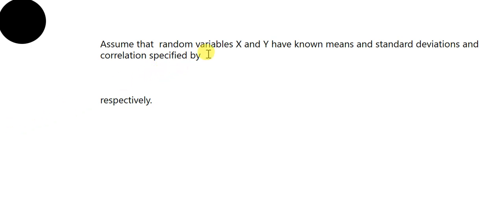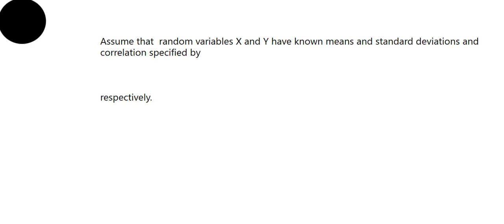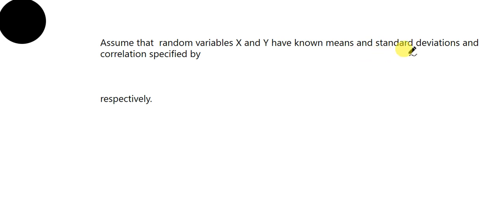Let us assume that random variables x and y are going to have known mean, standard deviation and correlation, which are going to be specified by eta x, eta y respectively, and the standard deviations by sigma x, sigma y respectively, and the correlation is going to be represented by rxy.